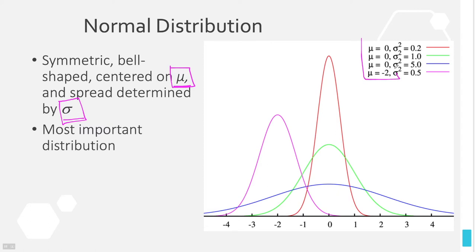So here we see that we have three means that are centered at zero, and you can see that the normal distribution is centered at zero when it has a mean of zero, and then of course this distribution is centered at negative two because it has a mean of negative two. And then the standard deviation tells us how spread out things are. You can see that a standard deviation of 5 is much more spread out than the standard deviation squared of 0.2. 0.2 is much narrower. And so the wider it is, the larger the standard deviation and the larger the squared standard deviation here in this case. So that's the normal distribution.